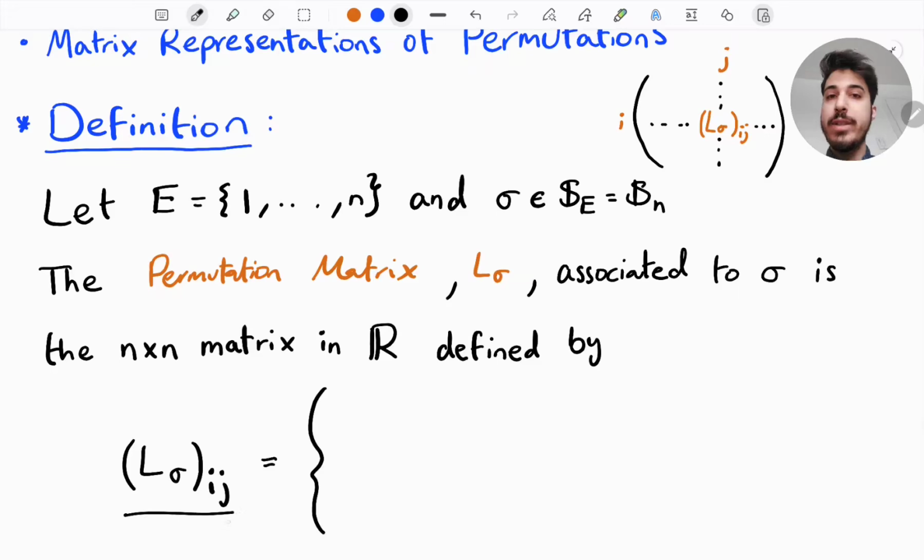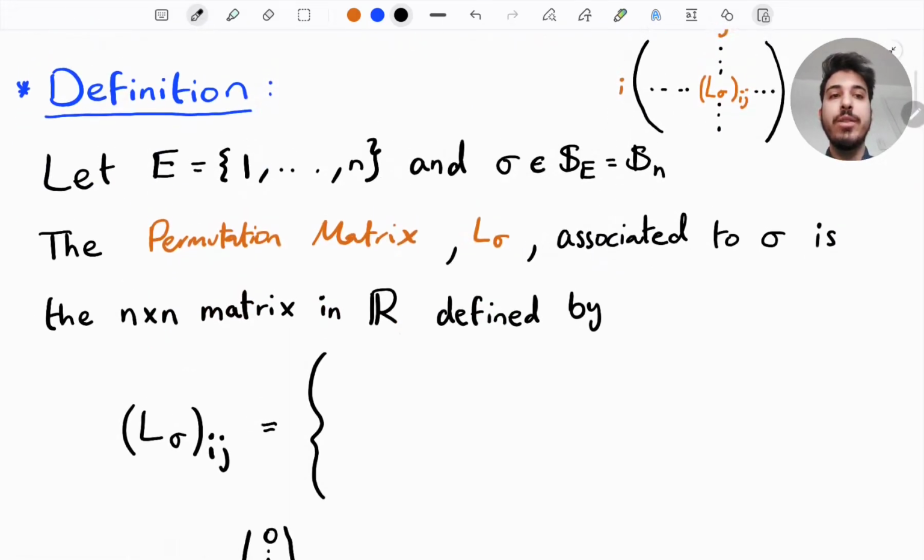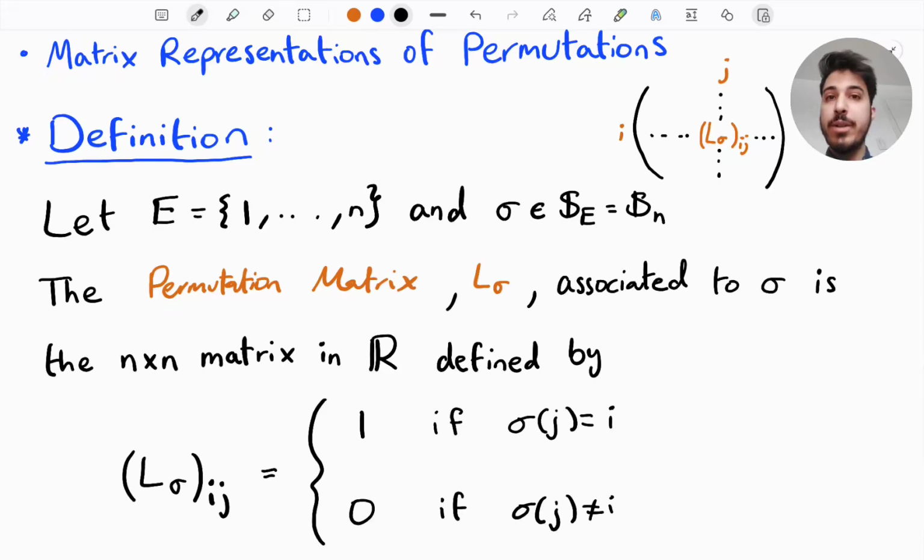so it's defined by the entries which are given in each row and column in L_sigma. So for the ith row, the jth column, we denote the entry by L_sigma ij, and L_sigma ij is defined to be equal to either 1 or 0. It is equal to 1 if sigma of j is equal to i, and 0 if sigma of j is not equal to i. So to use this definition in filling out our permutation matrix, this is how we will fill it out. We will go column by column.